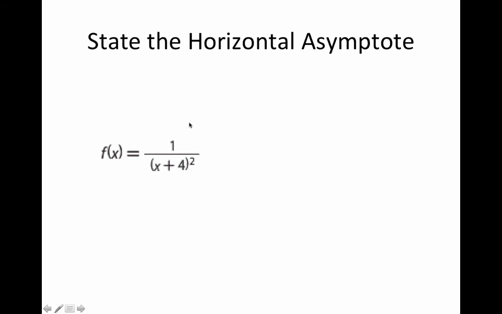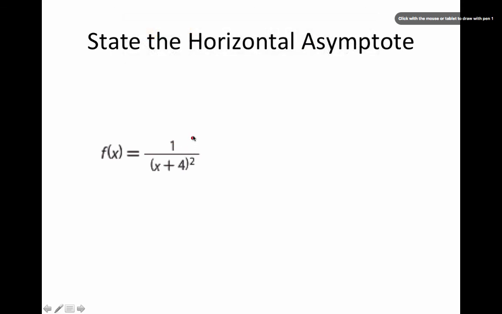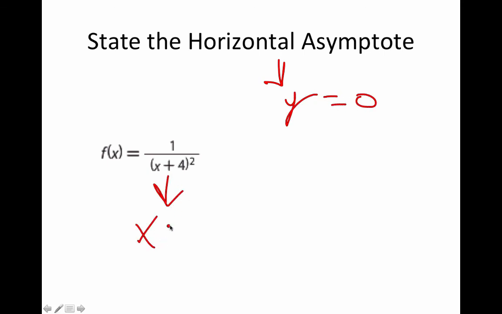If I expanded this out, the lead term on the bottom would be x squared. So the degree on the top is less than the degree on the bottom. Therefore, we're going to have a horizontal asymptote of y equals 0. Going to have a vertical asymptote of x equals -4.